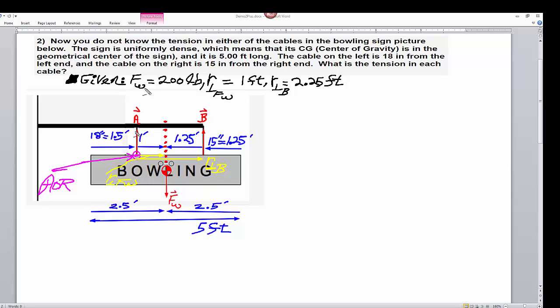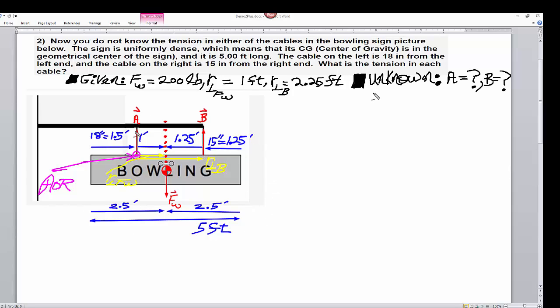The givens are the magnitude of the weight force vector is 200 pounds. We have determined that the moment arm for the weight force vector is 1 foot. Remember, that is the perpendicular distance from the axis of rotation to the line of action of the force. In this case, it's the line of action of the weight vector. We also have that the moment arm for force vector B is 2.25 feet. That's the perpendicular distance from the axis of rotation to the line of action of force vector B. And in addition, we have the dimensions which are labeled on the diagram.